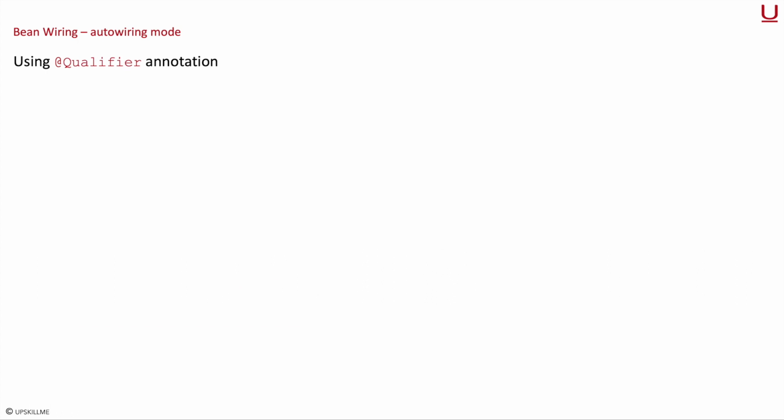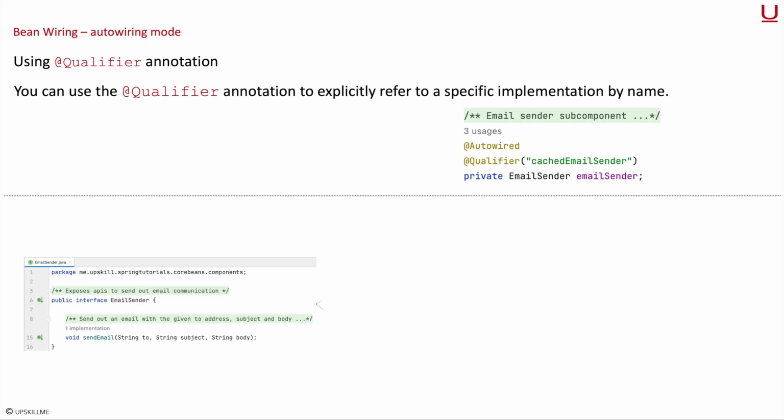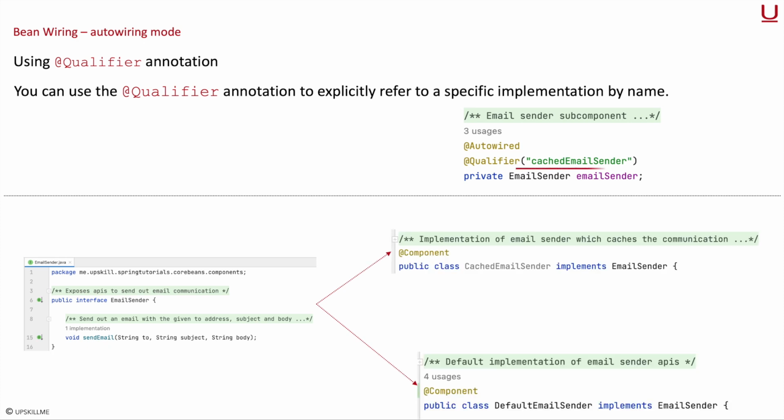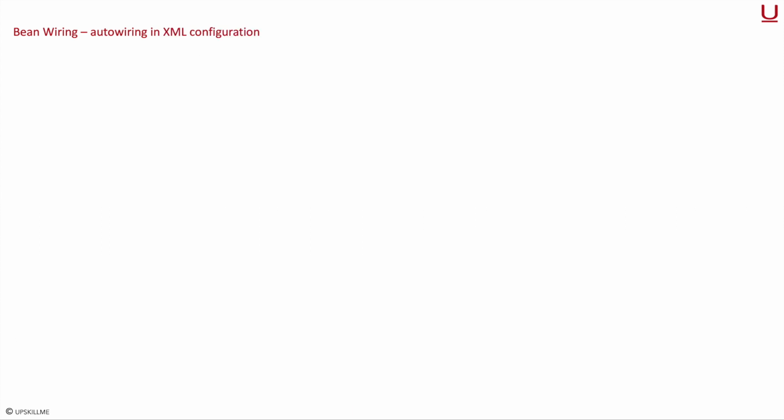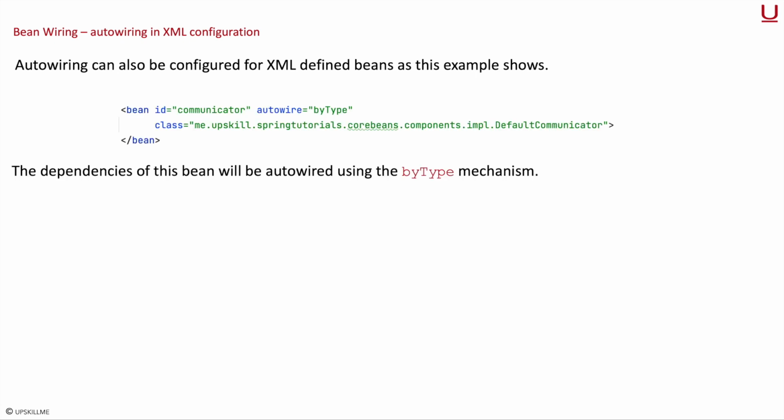Next one, we can use the Qualifier annotation. You can use the Qualifier annotation to explicitly refer to a specific implementation by name. In this case, EmailSender has two implementations. However, Spring will look for the cached EmailSender implementation. Autowiring can also be configured for XML-defined beans, as this example shows. The dependencies of this bean will be autowired using the by-type mechanism.